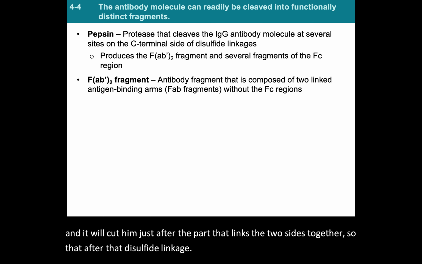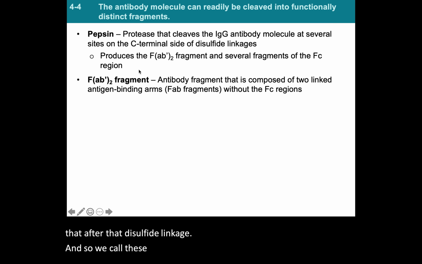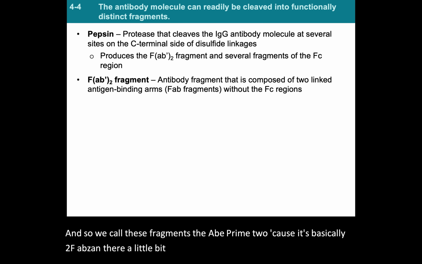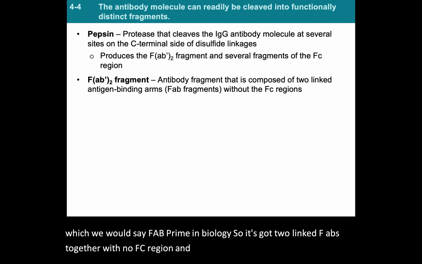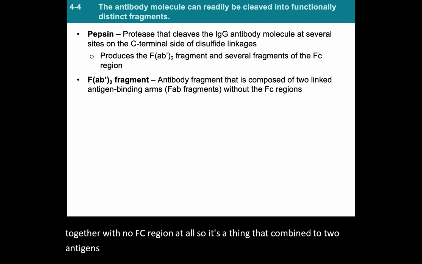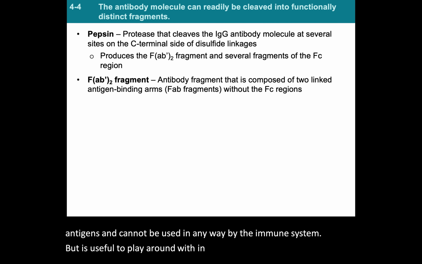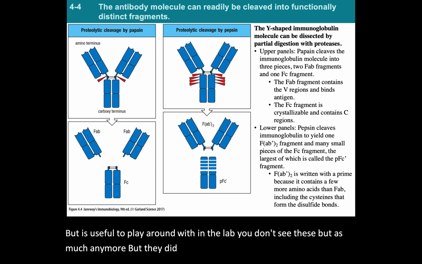And so we call these fragments the FAB prime 2, because it's basically two FABs, and they're a little bit longer, so it's got the little apostrophe there, which we would say FAB prime in biology. So yeah, it's got two linked FABs together with no FC region at all. So it's a thing that can bind to two antigens and cannot be used in any way by the immune system, but is useful to play around with in the lab. You don't see these quite as much anymore, but they did exist. And if you ever run into one, this will tell you the difference.